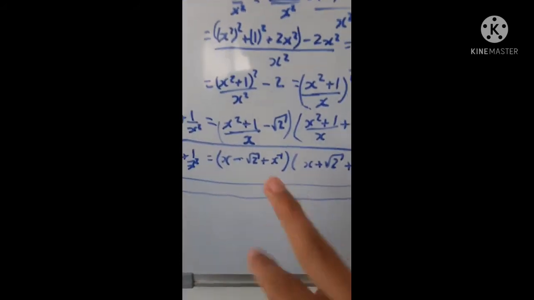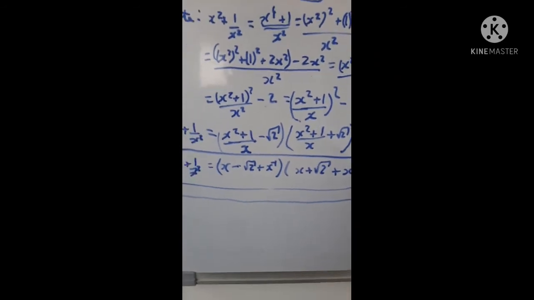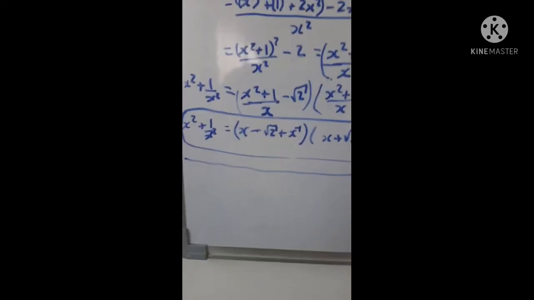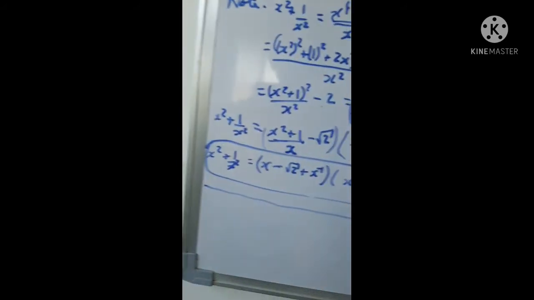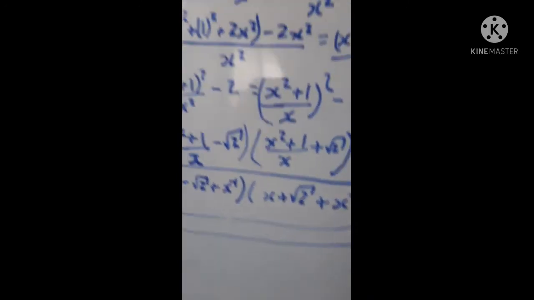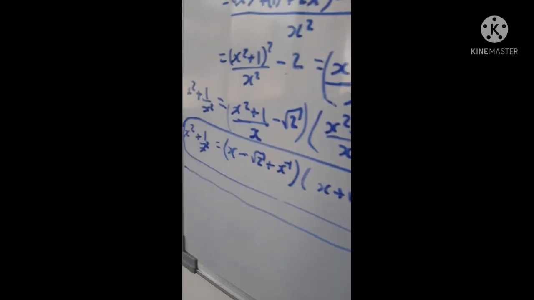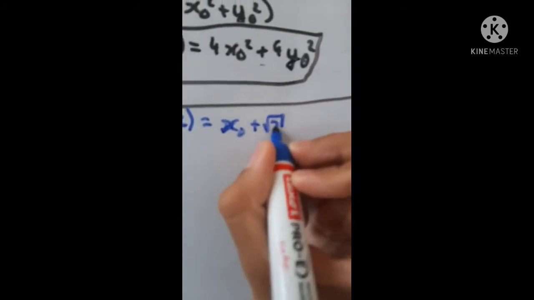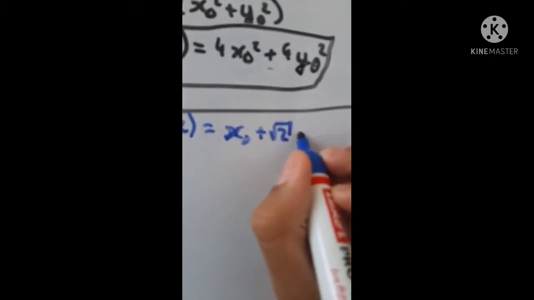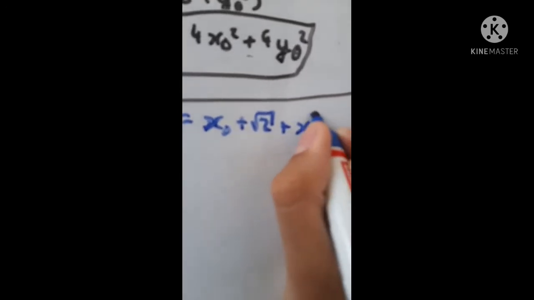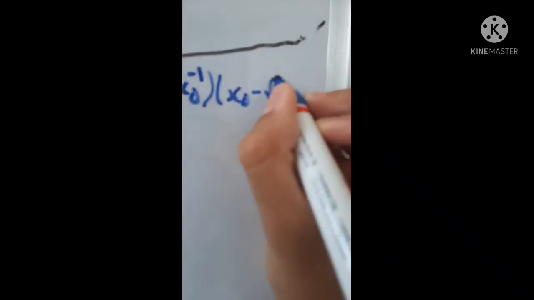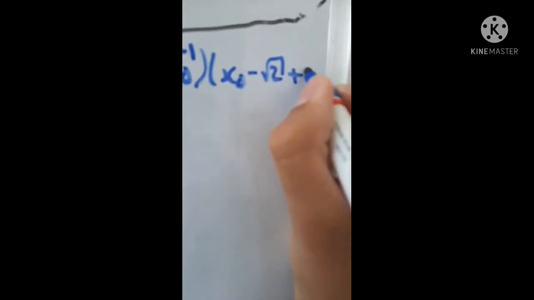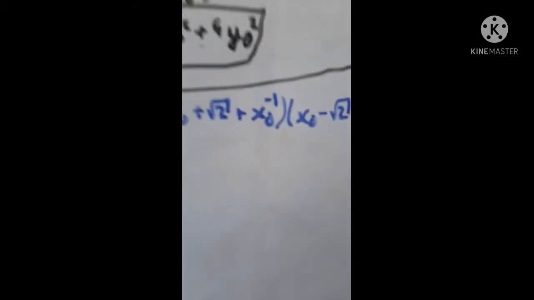And of course I'm going to use the commutative property of real numbers, assuming x is real, which I am assuming. It applies for real numbers. Assuming x is real, I'm going to move this part here because I like plus before minus. So we have, lo and behold, x naught plus root 2, plus x naught inverse, times x naught minus root 2, plus x naught to the minus 1 power.